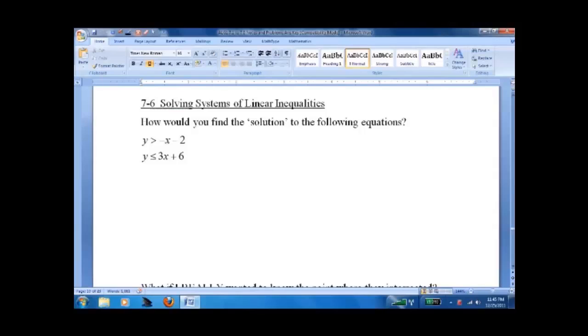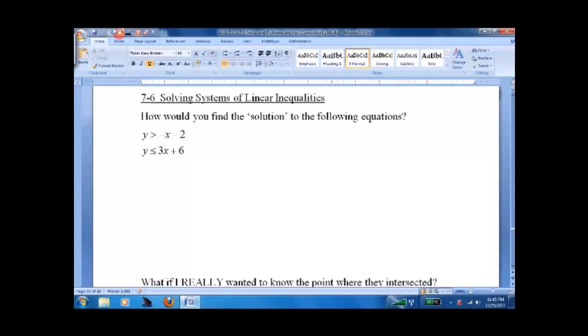Lesson 7.6, solving systems of linear inequalities. So we're back to the shading we did in the previous unit, even if you don't remember it. So how would we find the solution to these two equations? Now you might think, oh, two equations, two unknowns, I've got to solve. Well, no. Now it's all graphing, and the answer has to be shown visually.